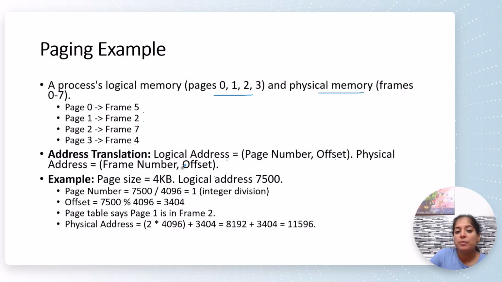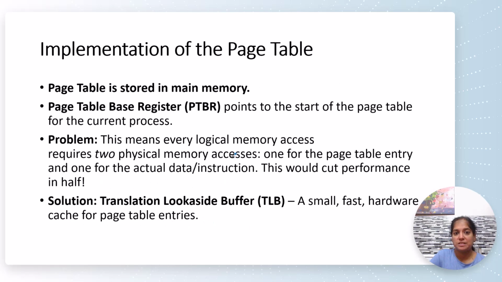Now, let's say the page size is 4 KB and my logical address is 7500. So the page number is 7500 divided by 4096, because it is 4 KB, which comes out to be 1 as an integer. And the offset comes out to be 3404. The page table says that page 1 is in frame 2. So the physical address becomes 2 times 4096 plus 3404, which comes out to be 11596. So this is how we calculate the physical address.